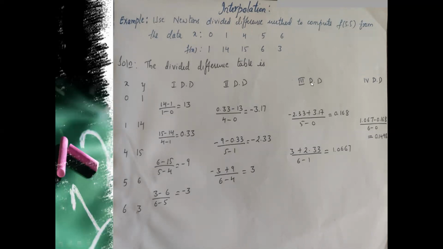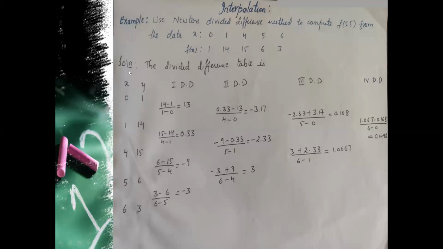Now we go for the third divided differences. Take the difference of the second divided differences here, minus 2.33 plus 3.17 divided by 5 minus 0. So we get the value 0.168. To calculate this, 3 minus of minus 2.33, again it becomes plus 2.33, divided by 6 minus 1. So it is 1.066.